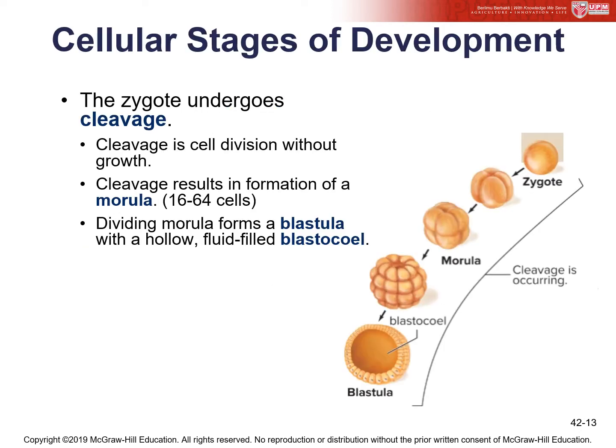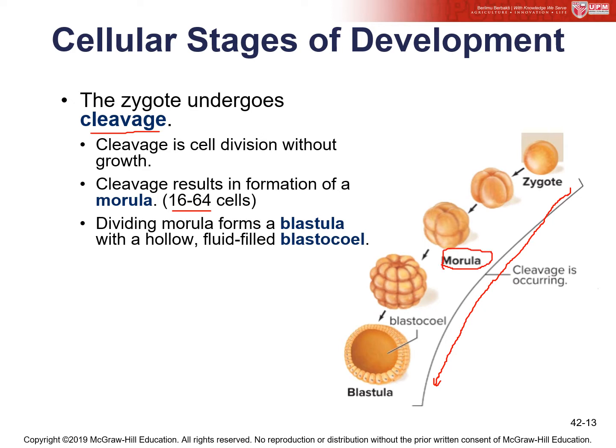In the early embryonic development, a single cell zygote will start to undergo the process of mitosis, and it will start to divide to form a multi-cell blastula, and this process is also known as cleavage. And once this zygote reaches the number of cells around 16 to 64 cells, we call them a morula.